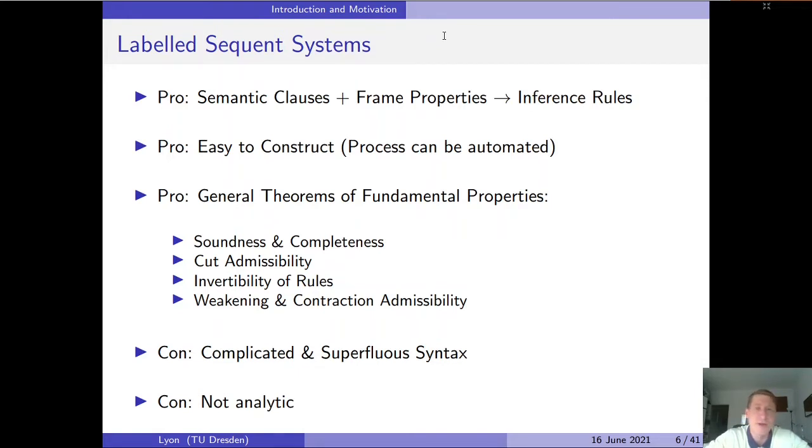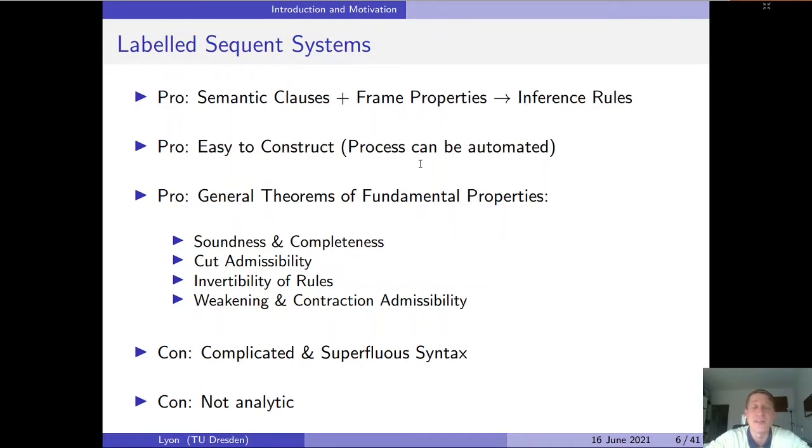They're essentially an abstraction of a Kripke model. And one nice feature of the labeled sequent formalism is that it's very easy to build calculi within it. One takes the semantic clauses of their logic, the frame properties, and transforms these into inference rules. And in fact, this process of building calculi can be automated. There's a 2013 paper published through the Tableaux conference by Agata Ciabattoni and other colleagues that gives an algorithm showing how to transform the semantics of a logic into a labeled proof system.